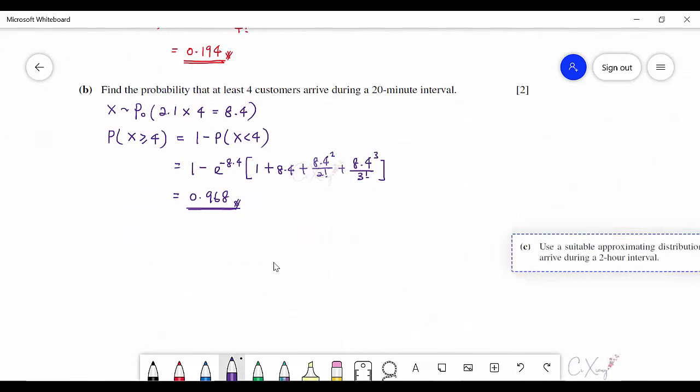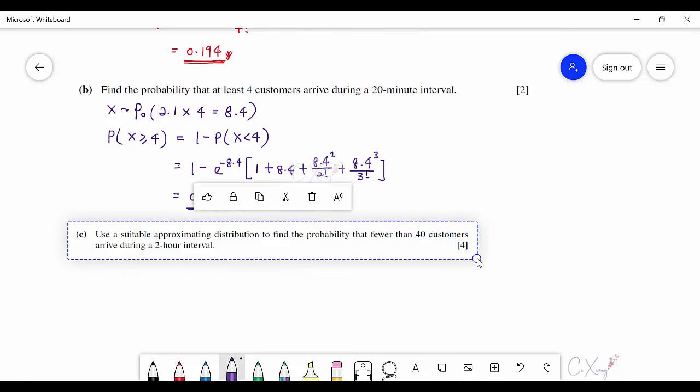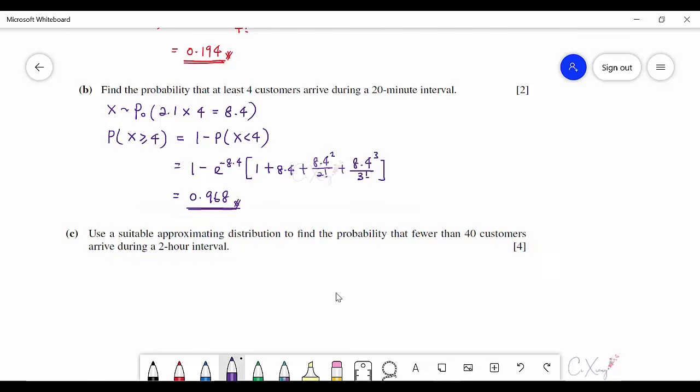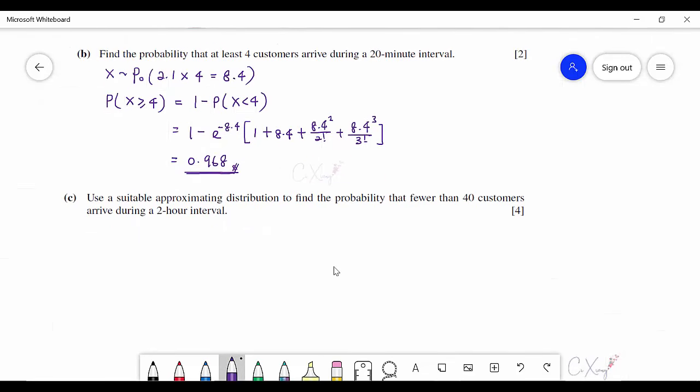Now we will continue to the last part, part C. Use a suitable approximating distribution to find the probability that fewer than 400 customers arrive during a 2-hour interval. Again, you can see the keyword approximating distribution. We need to calculate the mean for the 2-hour interval. It should be 2.1 multiplied by 24, because we have 24 five-minute intervals in 2 hours. So 2.1 multiplied by 24 gives 50.4.